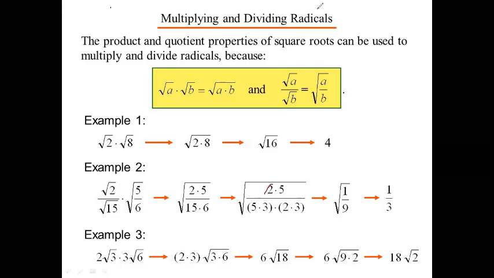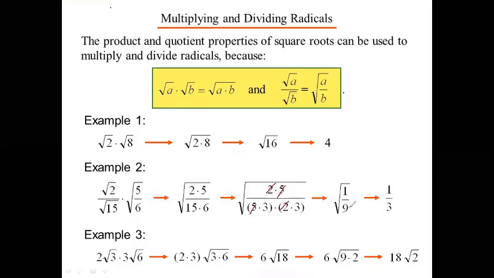5 with 5. So I will cancel 2 with 2 and 5 with 5. So the rest in the numerator will be 1.